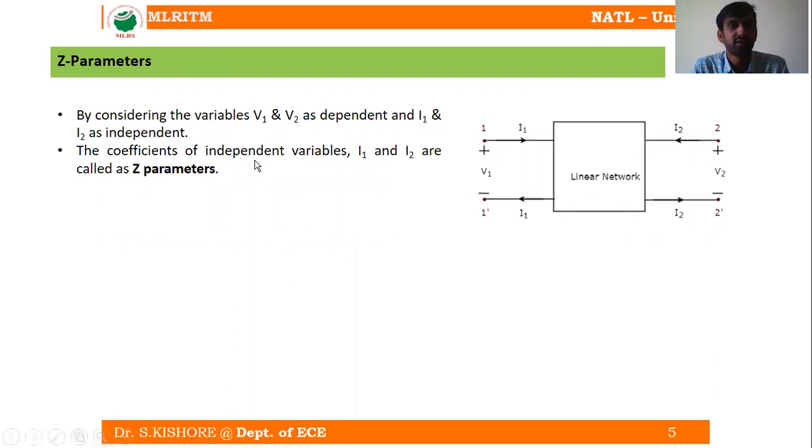For obtaining the Z parameters, let us consider the variables V1 and V2 as the dependent variables and I1 and I2 as the independent variables. As we discussed in the previous lecture, the coefficients of the independent variables are going to be our parameters. What are the independent variables here? I1 and I2. So the coefficients of I1 and I2 are going to be the values of the Z parameters.